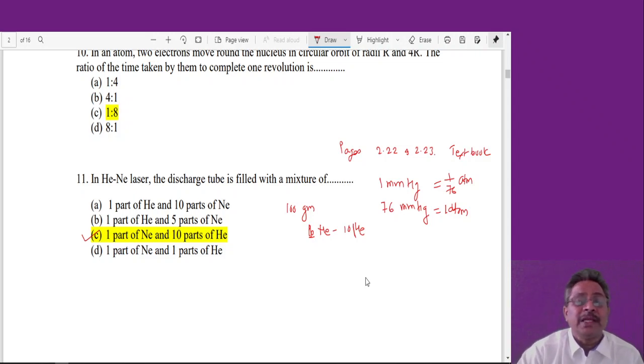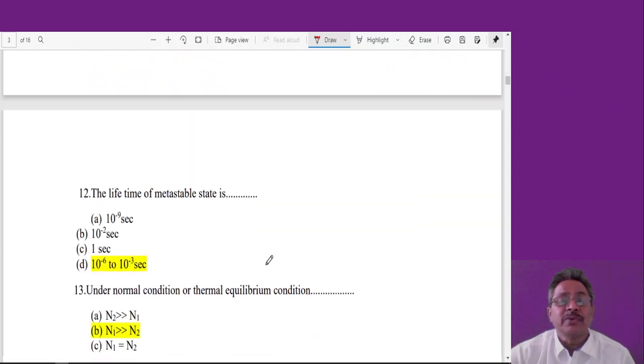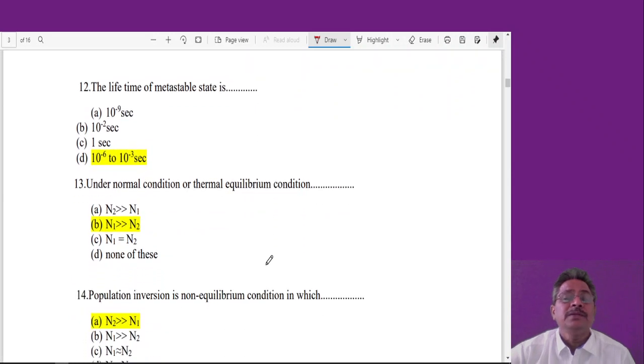So in question number 11, the first question, the discharge tube is filled with a mixture of 1 part of Ne and 10 parts of helium, and the pressure inside this helium neon laser is only 1 millimeter of Hg. So these two numbers are to be known, and then it is easy to answer all the questions related to that. Then question number 12, the lifetime of the metastable state.